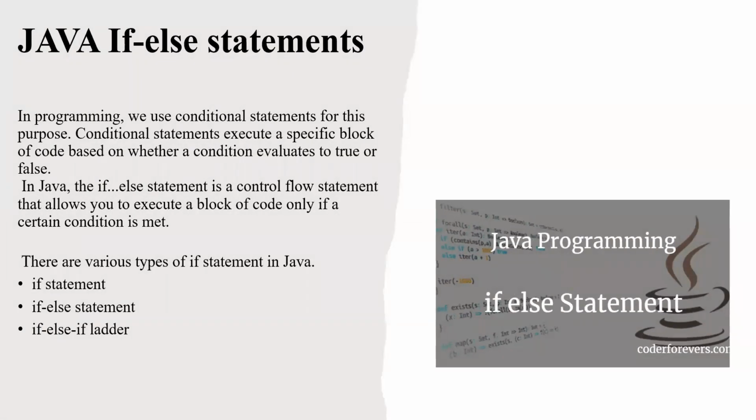Java if-else statement. In programming, we use conditional statements for this purpose. A conditional statement executes a specific block of code based on whether a condition evaluates to true or false. In Java, the if-else statement is a control flow statement that allows you to execute a block of code only if a certain condition is met. Simply, the Java if statement is used to test the condition. It checks a Boolean condition, true or false.